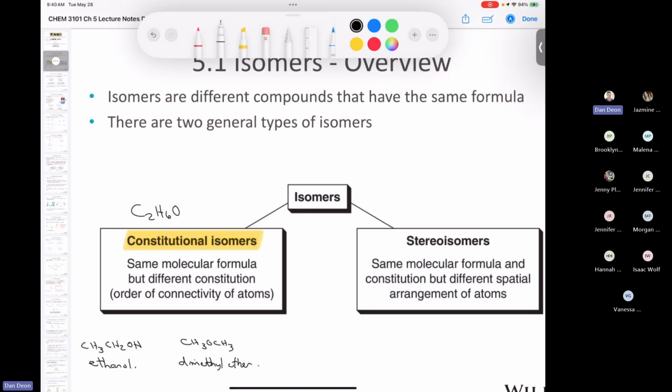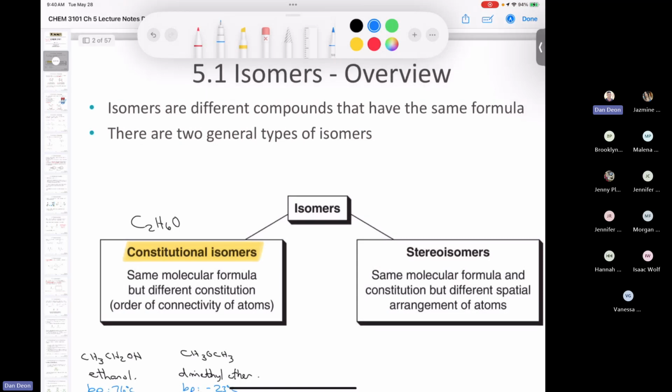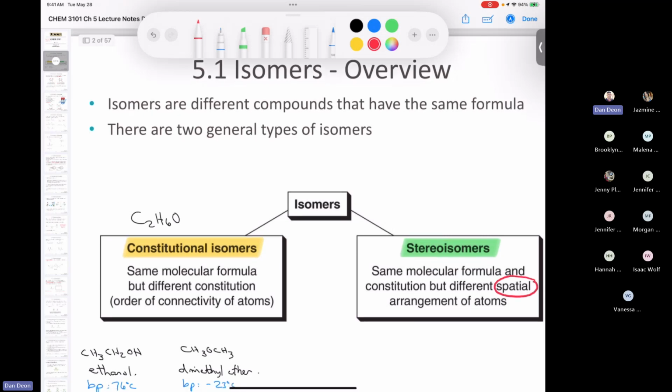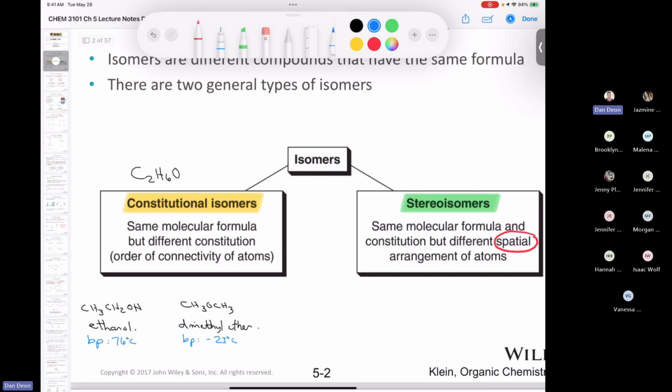different boiling points. For example, the boiling point of ethanol is something like 76 degrees Celsius, and the boiling point of dimethyl ether is like negative 23 degrees Celsius. So they have huge differences in their boiling points, so they're obviously different compounds. Then if we move on to what are called stereoisomers, which is going to be the focus of this chapter, they have the same molecular formula and constitution, but a different spatial arrangement of atoms. So this is the key word here, that the atoms have a different arrangement in space. And I'll give you some quick examples of that.